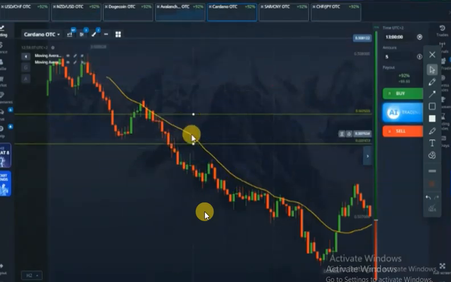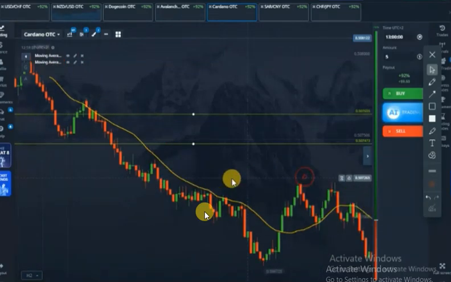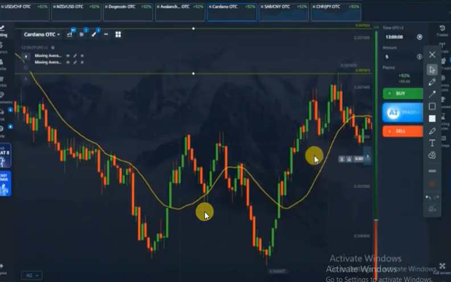So if your candles are below the moving average, you can only sell. That means the market is in a downtrend. But if your candles are above the moving average, only buy. That means an uptrend. But if your candles are passing through the moving average, if the moving average is passing through your candles, that means it's a ranging market. This market is also beautiful for support and resistance trades. Like, look at this.